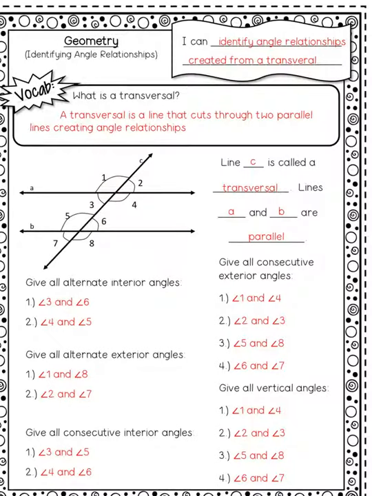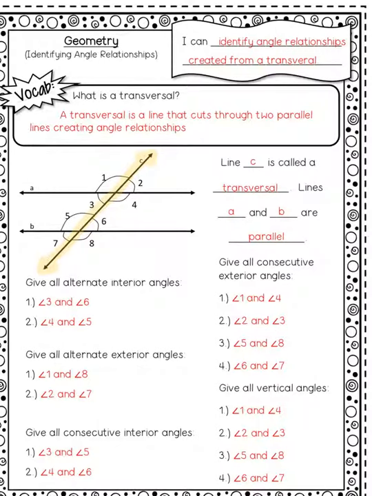Today our learning goal is to identify angle relationships created when two parallel lines are cut by a transversal. A transversal is a line that cuts through two parallel lines, creating angle relationships. This is the notes that we took in class yesterday. Line C is called the transversal. Here we have line C right here.